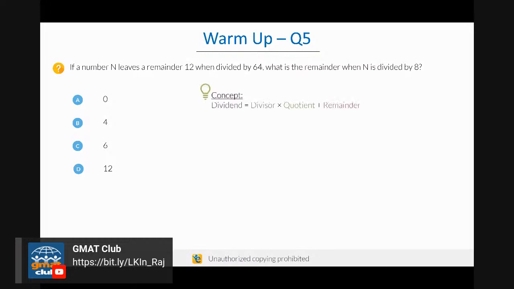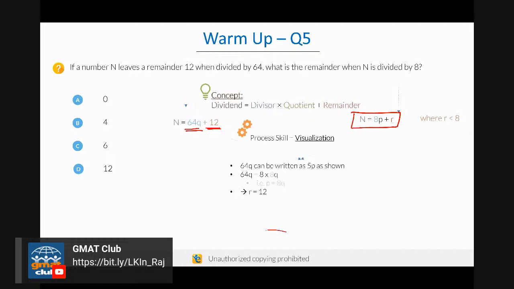So again, very similar. We're going to use the remainder equation. What we have to do is figure out the remainder when n is divided by 8. So again, we have to express it as 8p plus r. What's given is the remainder is 12 when divided by 64. So we really just do the visualization again, express 64 as 8 times 8q, where it leads us to p being equal to 8q.